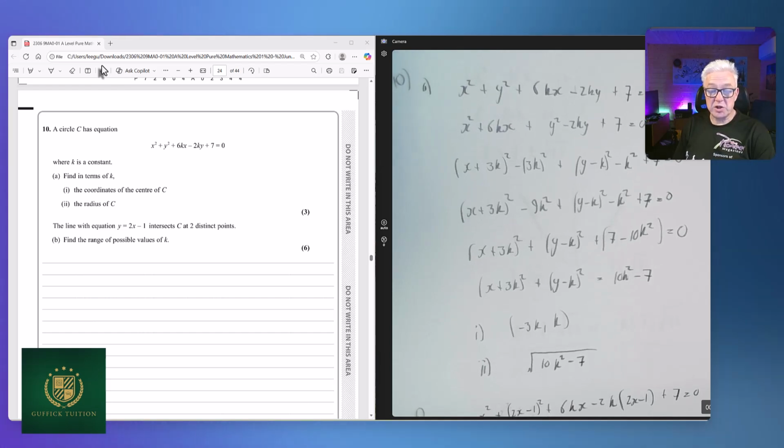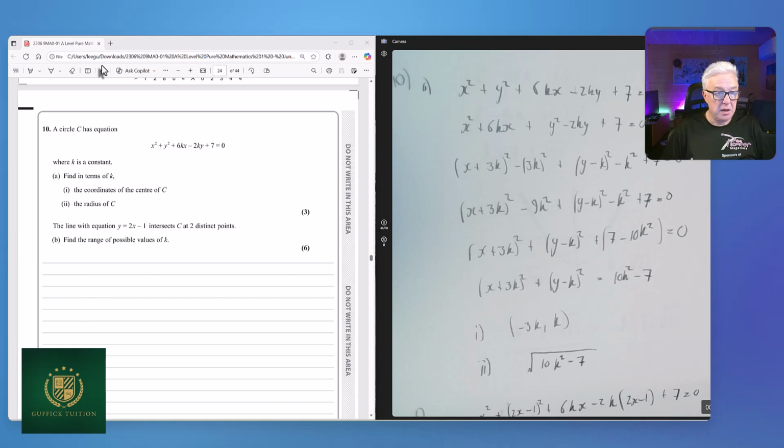Hello everyone, we've got question 10 of paper 1 from 2023, and it's a circle question. It says a circle C has the equation x squared add y squared add 6kx minus 2ky plus 7 equals 0, where k is a constant. Find, in terms of k, the coordinates of the centre of C and the radius.